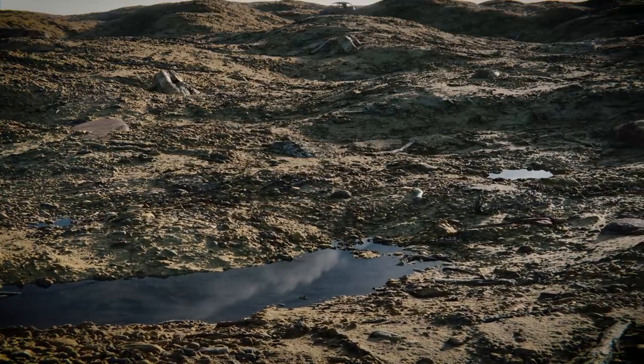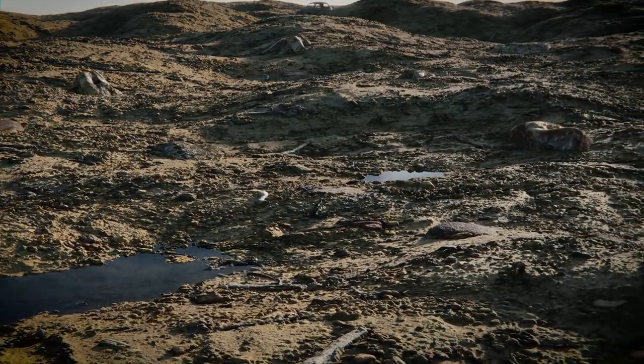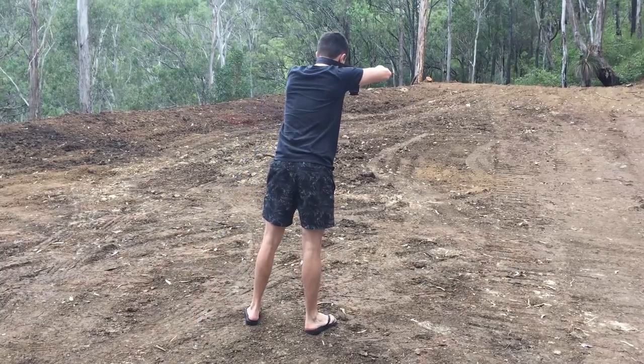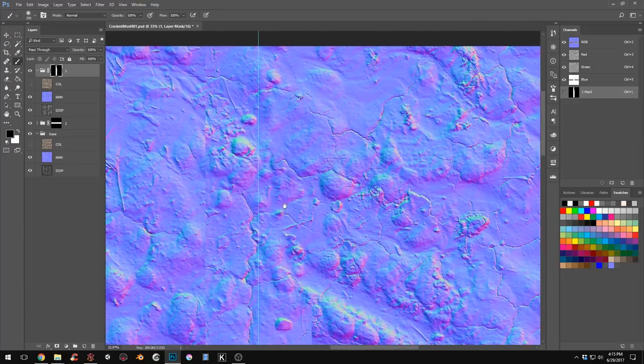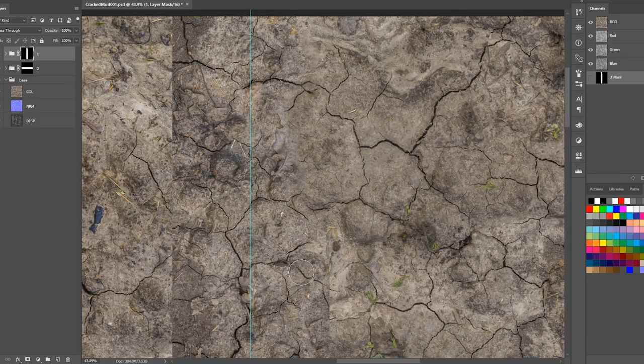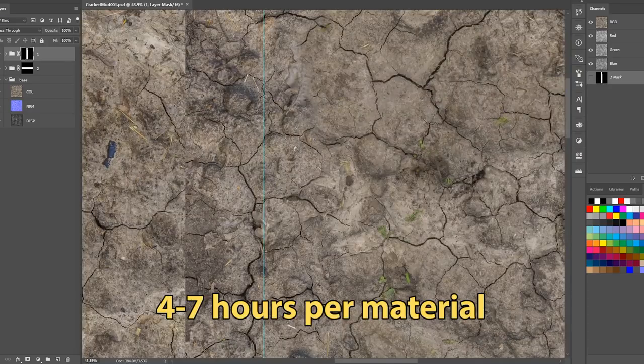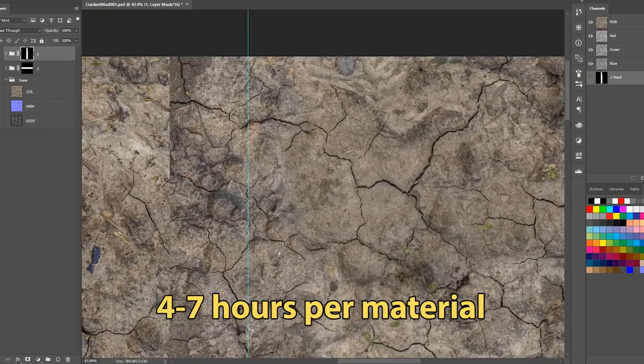But there's one downside that no one likes to talk about, and that's time. Creating a proper photoscan texture takes hours, from photographing, processing, baking, and making it seamless. This can take a skilled artist anywhere from 4 to 7 hours, which means even a small collection of 10 materials would take over a week.